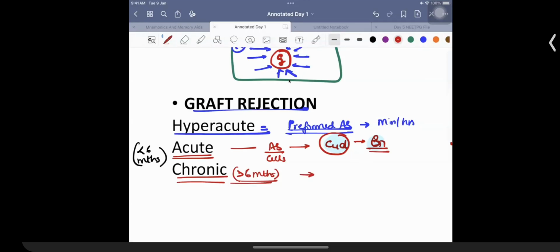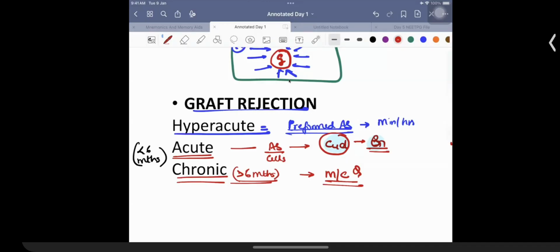Chronic transplant rejection. So over here, the problem is attack by the T cells, attack by the antibodies. And because of the attack by the T cells and the antibodies, there is ultimately fibrosis of the vessels, fibrosis. So this is what you need to remember. This is clinically the most common type of transplant rejection that is seen. Commonest type of transplant rejection that is seen clinically is chronic transplant rejection.